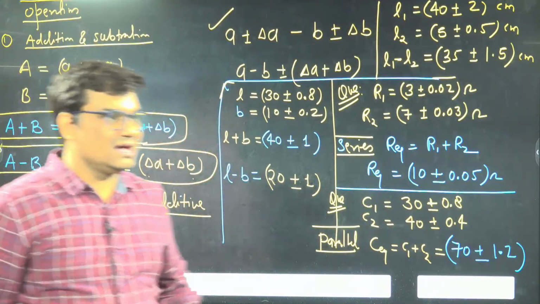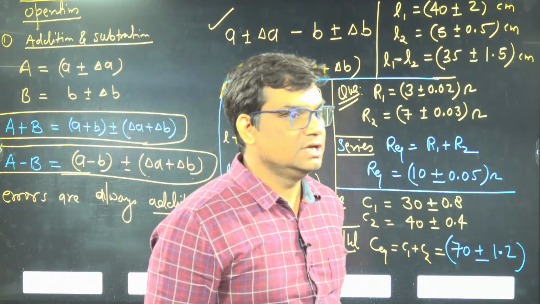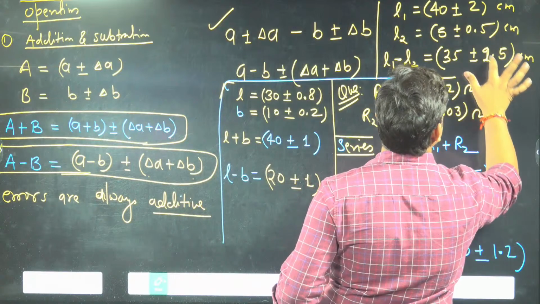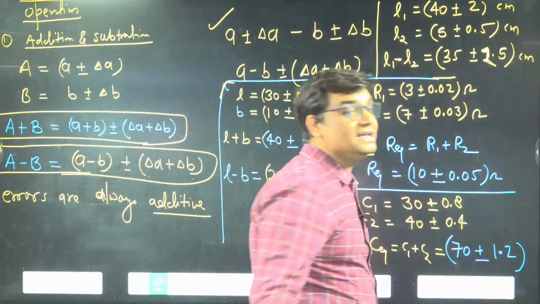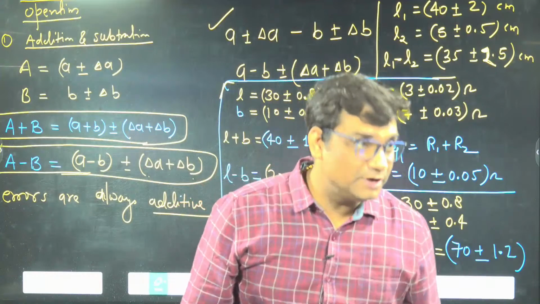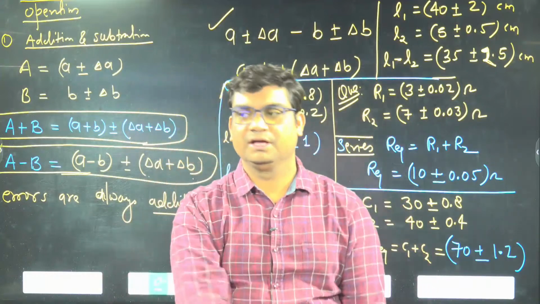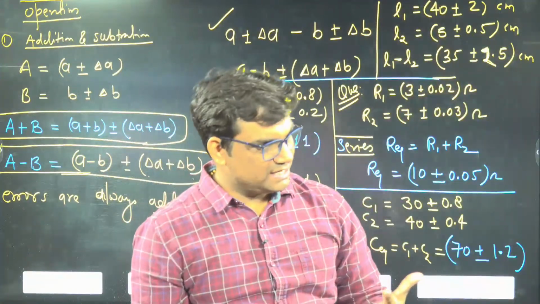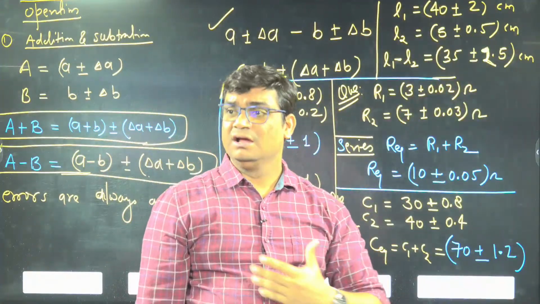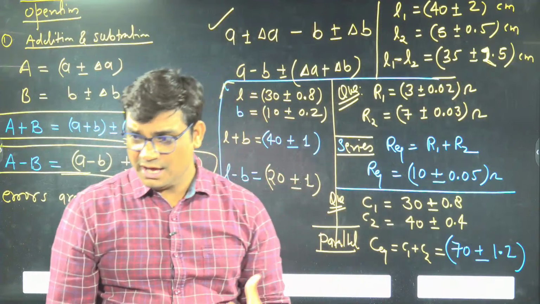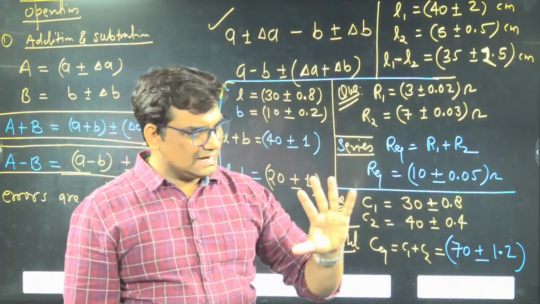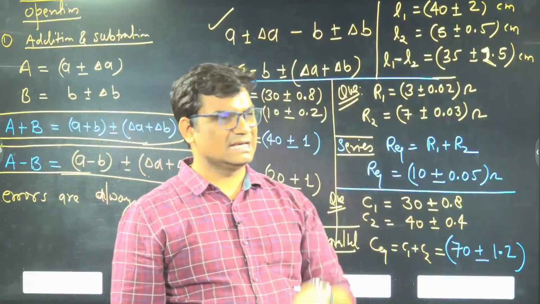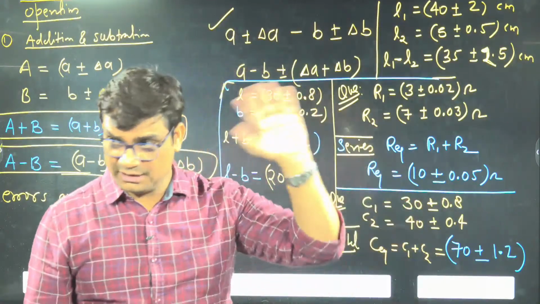Not 1.5. Who is saying 1.5? Errors are always added. Okay, 2.5. Yes, very good. It means now you are very clear about this. Plus minus we can do. In the next class, I will tell about multiplication, division, and power. Generally, the questions they are asking are on multiplication and power. So we'll cover that in the next class. Bye.